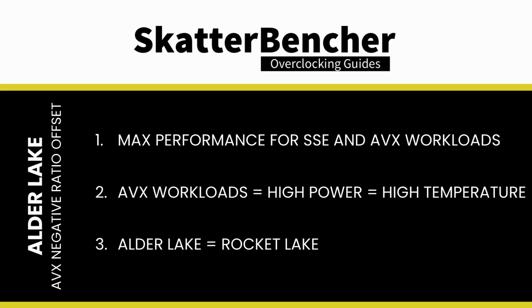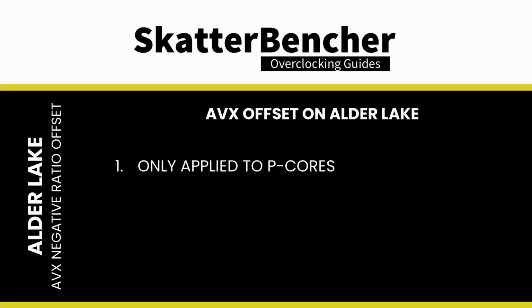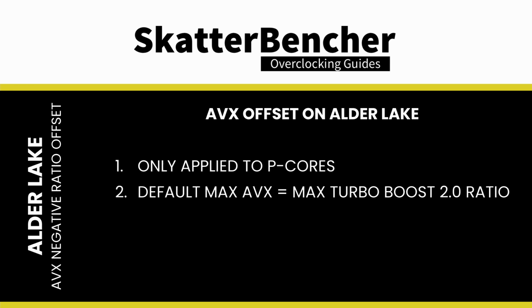While the function has carried over from Rocket Lake to Alder Lake in principle, there are some big differences in the implementation of AVX ratio offset. First, on Alder Lake, the AVX2 negative ratio offset is only applied to the P cores. The E core frequency is unaffected. Second, by default, the maximum ratio during an AVX workload is the Turbo Boost 2.0 ratio. If you want an offset of 0, so the AVX workload won't trigger a frequency reduction, you'll need to manually set 0. Note that on some BIOSes, programming 0 means programming default, in which case you'll be limited to a maximum of 51x for the AVX ratio on the 12900K.